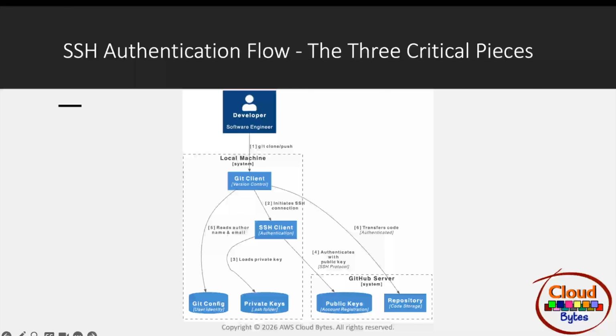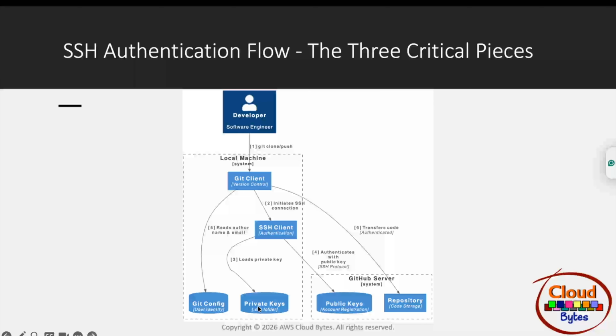The three critical pieces. You have a developer, a Git client, and then you have an SSH client. You have a Git config, and you have your private keys in the SSH folder. Don't worry about it. We are going to set it up so you will know how to do it. When you are doing a git clone or a push, the SSH client is invoked. If you're doing it by SSH, it loads the private keys, which are over here in your local .ssh folder.